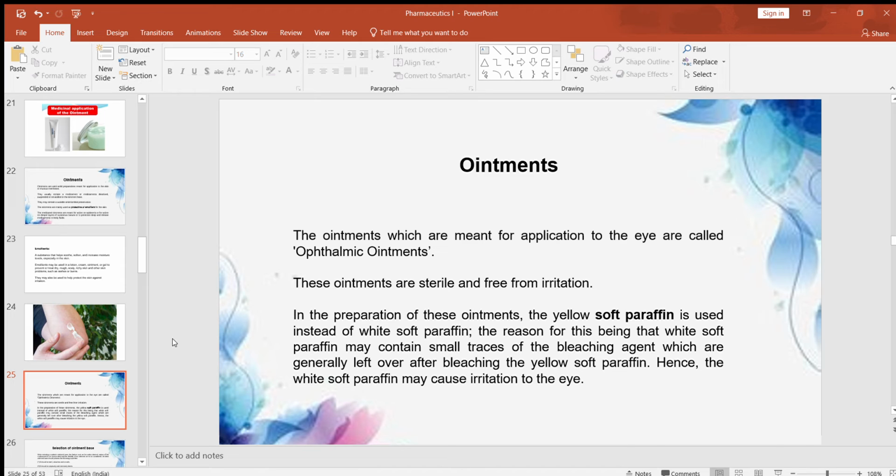So which paraffin will we use for ophthalmic ointment? Okay, so which one should we go for?